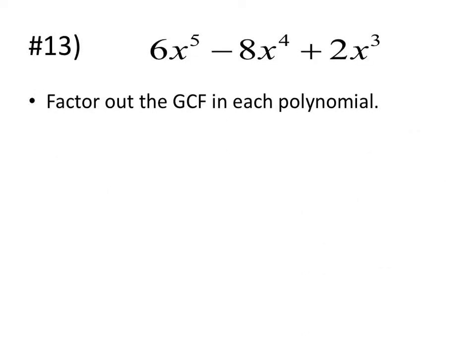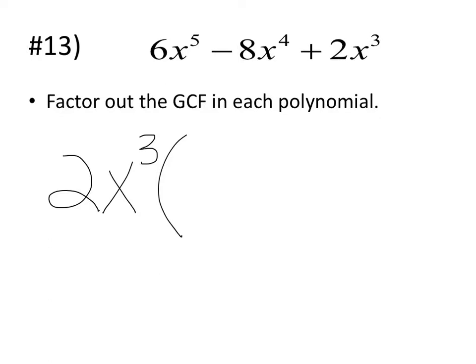Okay, so 6x to the 5th minus 8x to the 4th plus 2x cubed. So you're looking at 6, negative 8, and 2. What do they have in common? The largest number that they have in common is 2. And then you've got x to the 5th, x to the 4th, and x cubed. So the largest amount of x's I can pull out is 3.